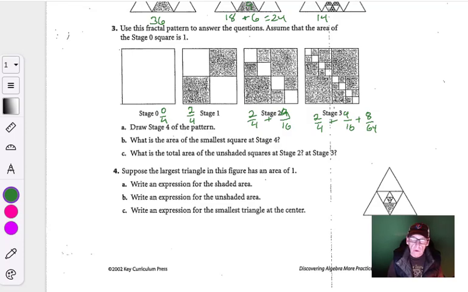So let's see what we have totally here. This one gives us 0 for the area of the shaded. This one is half for the area of the shaded. This one is 2/4 plus 4/16. 2/4 can be changed, if we multiply by 4, into 8/16. So here we have 8/16 plus 4/16 gives us 22/16.